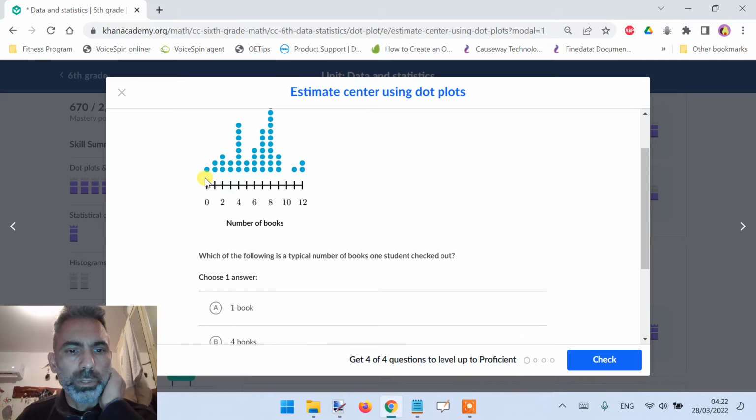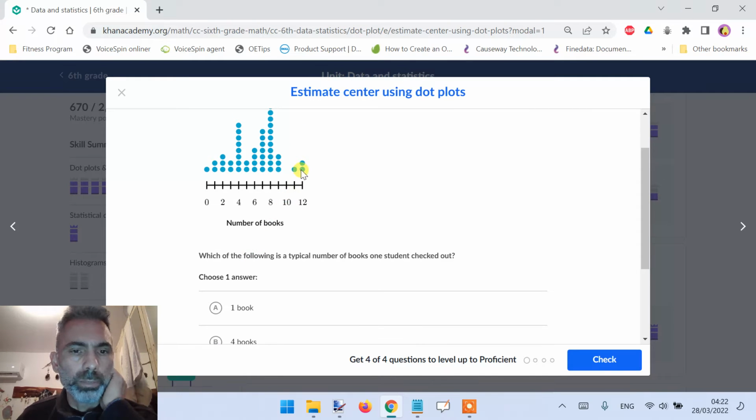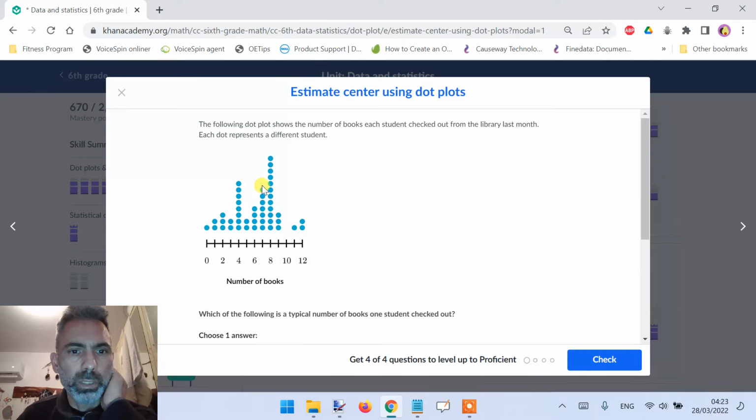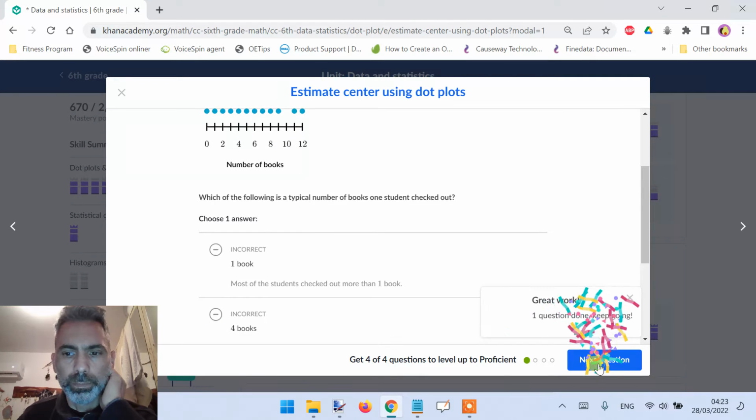So 1, of course, is not typical because there are only two students who checked out 1 book. You can see it here. And 12 books is also not typical because there are only 2 students who checked out 12 books. So I'm pretty confident that 7 is the right number. 7 is right here, and it's leaning toward where the bulk of the dots are. So I will go with 7.